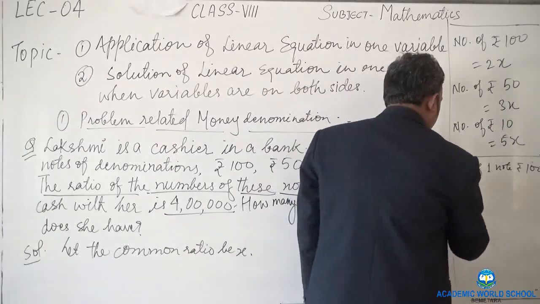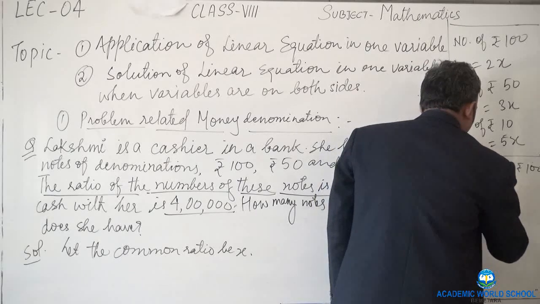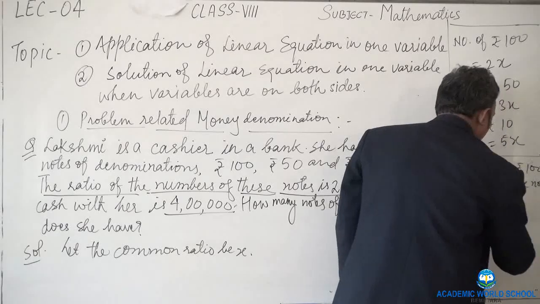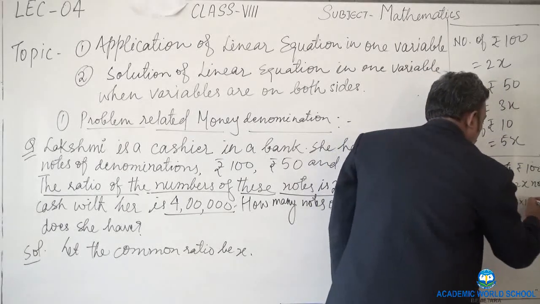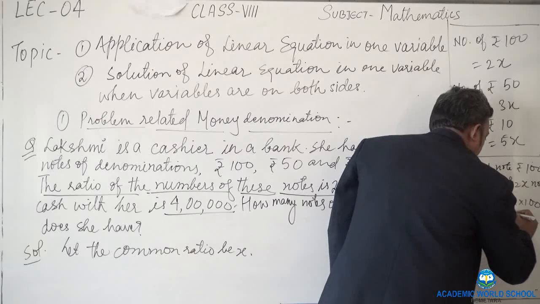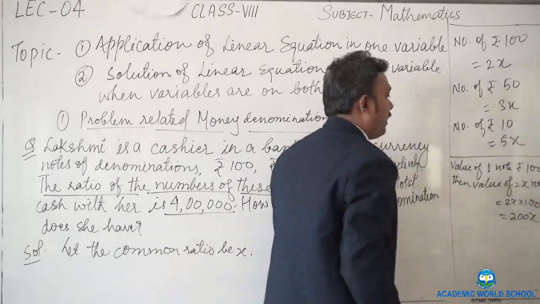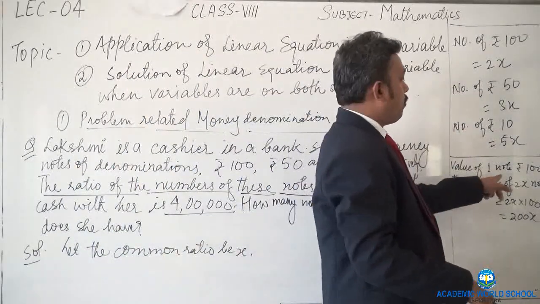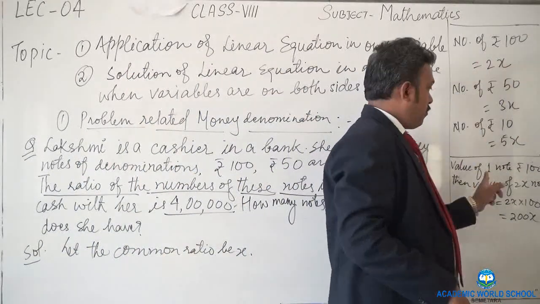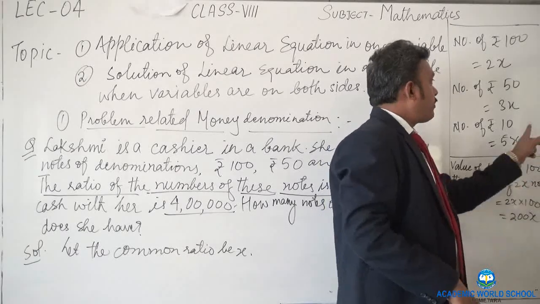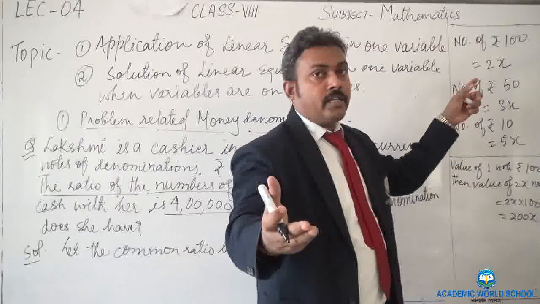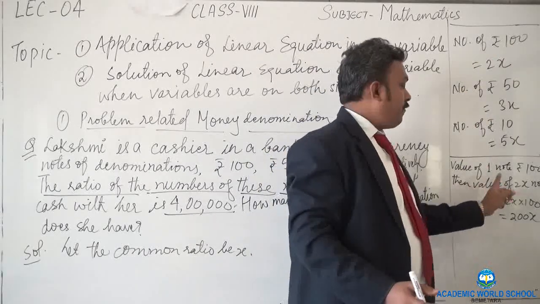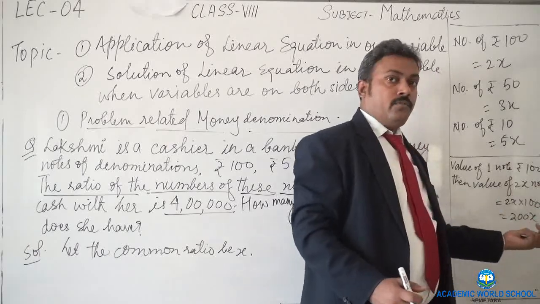Okay, then the value of 2x notes will be how many? How much? So 2x into 100, which is 200x. Understood that? The value of one note is rupees 100. So the value of 2x notes means how many 100 rupee notes are there? They are 2x. So the value of 2x notes will be 100 into 2x.